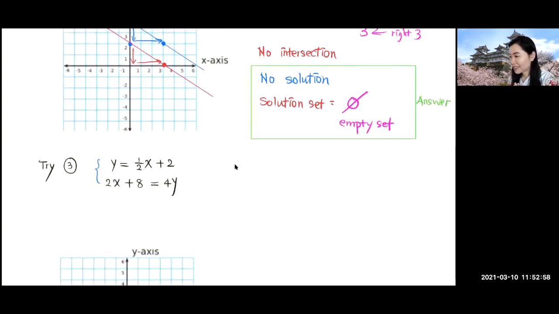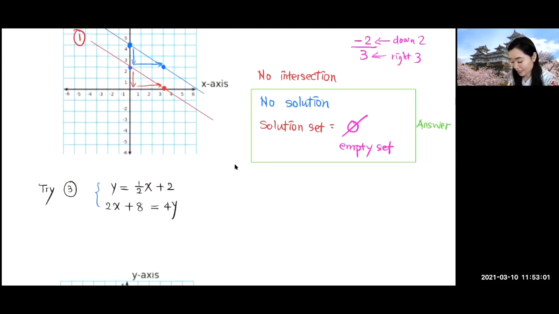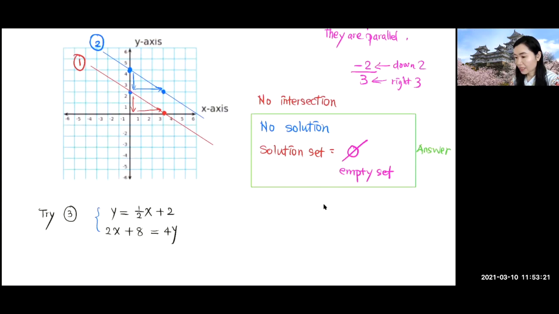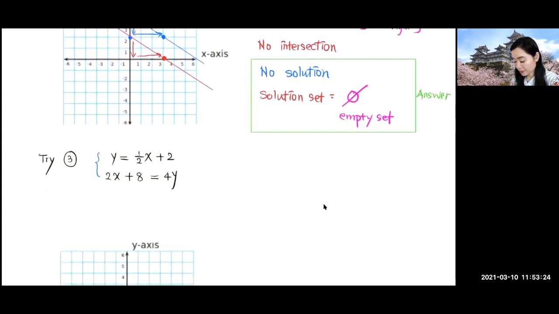Now, suppose this is an in-class test. If I ask you to solve by graphing, you still graph both of them, and then you write down the answer here, no solution, or for the solution set you put down the empty set. Any question? Now let's try number 3.